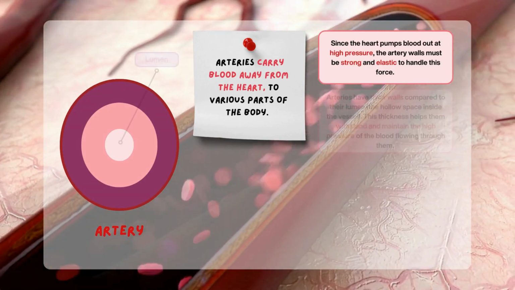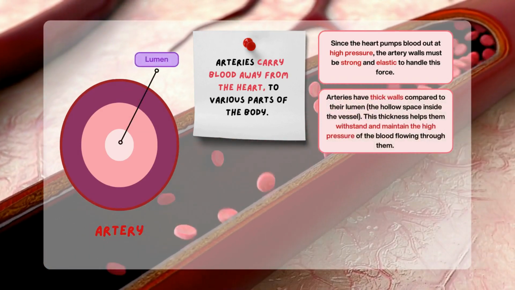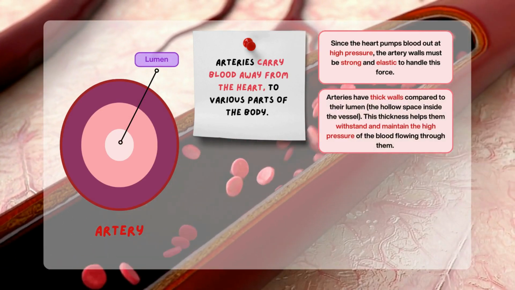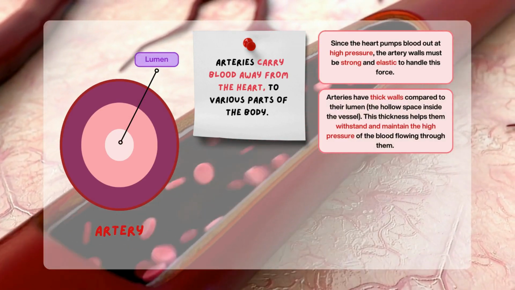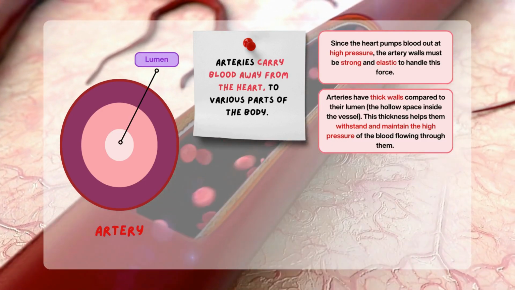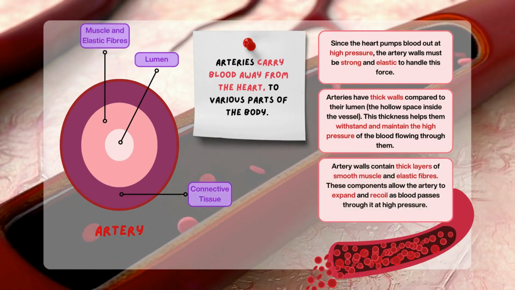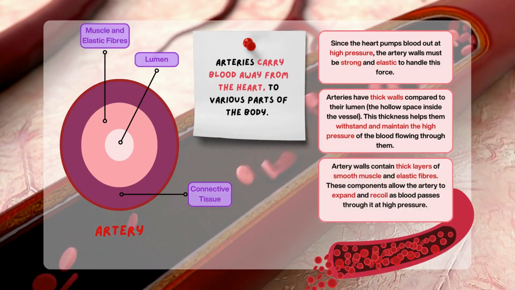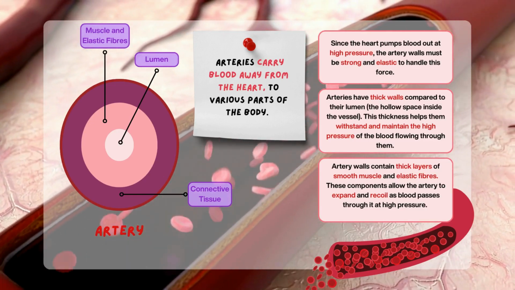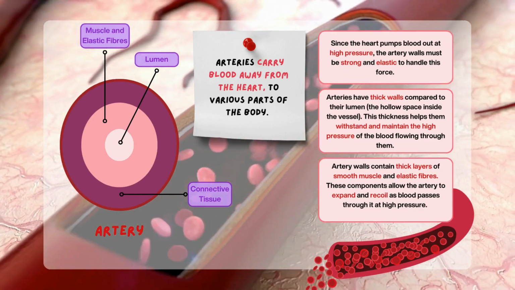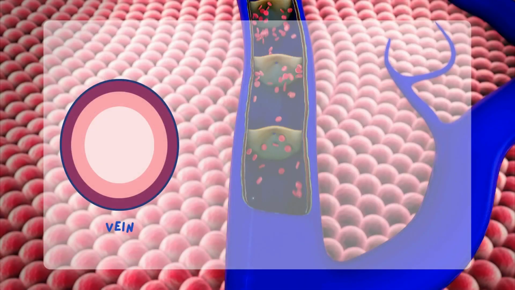force. Arteries have thick walls compared to the size of their lumen, the hollow space inside the vessel. This thickness helps them withstand and maintain the high pressure of the blood flowing through them. Artery walls also contain thick layers of smooth muscle and elastic fibers. These components allow the artery to expand and recoil as blood passes through it at high pressure.